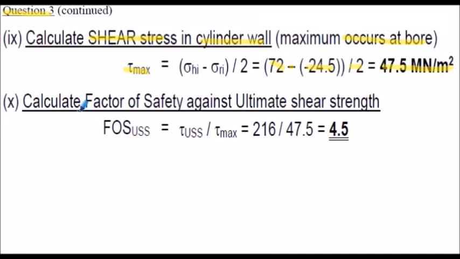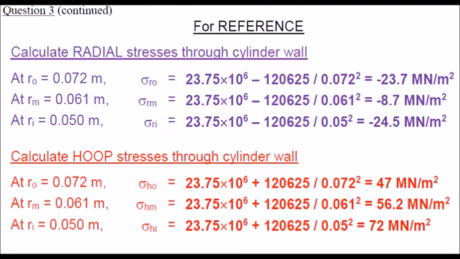We're asked to calculate the factor of safety against the ultimate shear strengths. We calculated the ultimate shear strengths previously to be 216 meganewtons per meter squared, so dividing that by 47.5 above, we get a factor of safety in shear of 4.5. Question 3 continued. This is purely for reference. I did calculate the radial stresses throughout the cylinder wall and the hoop stresses throughout the cylinder wall, but the question didn't actually ask for those, but there they are for completeness.